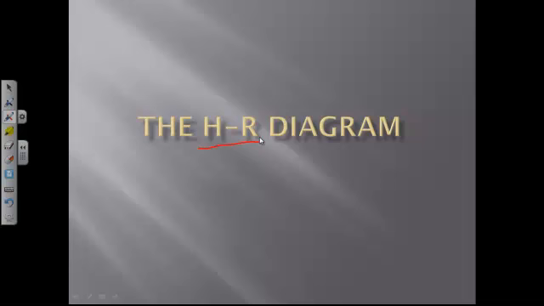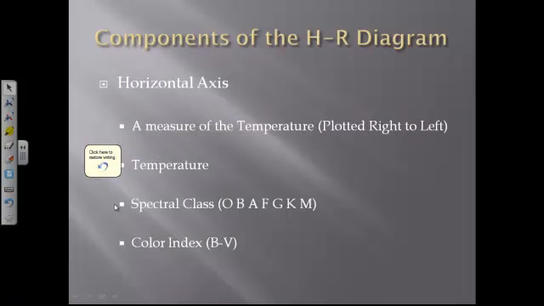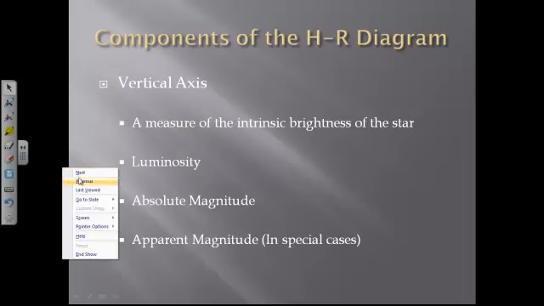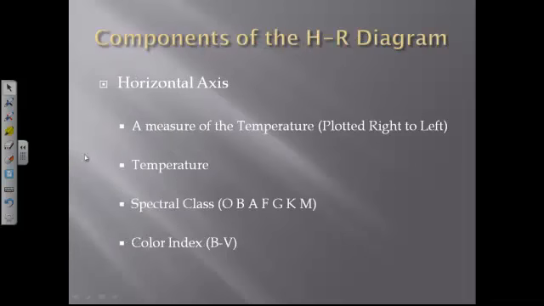And what we're going to study here, okay, there we go. We're going to talk about the different components of the HR diagram and how we can create one. Now, the HR diagram is a graph, so it's going to have two different axes. We can look at the horizontal axis and the vertical axis.